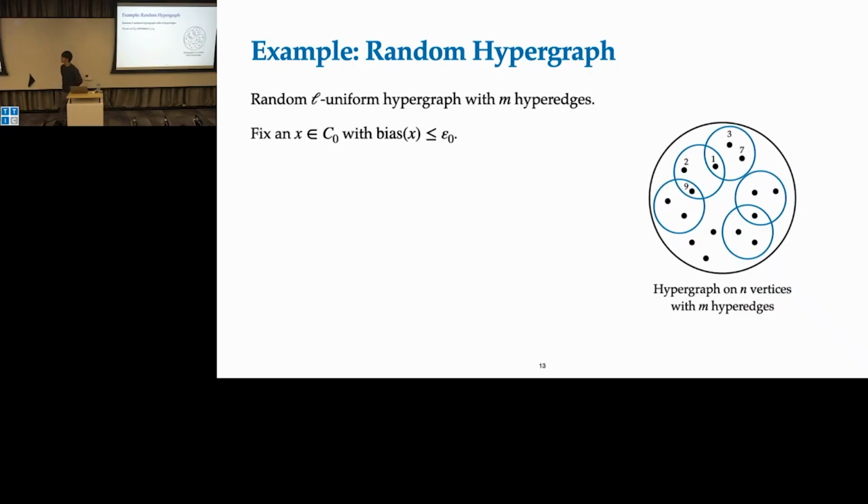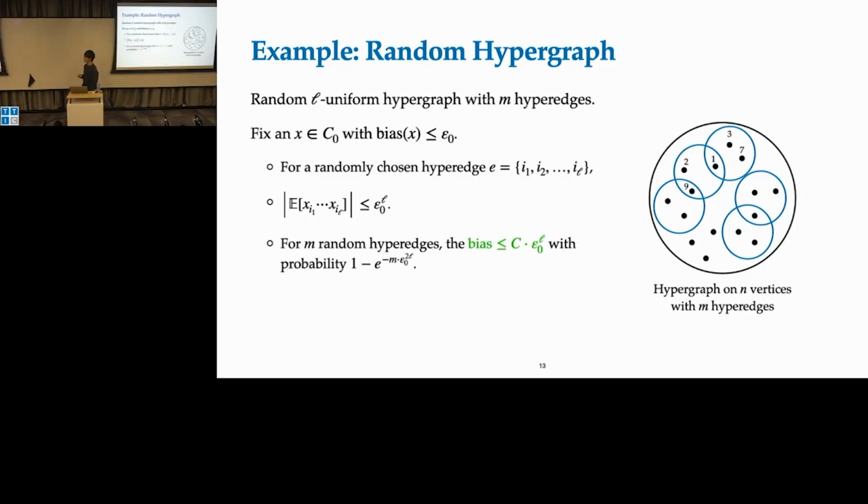Now we fix a vector x, which we assume has bias at most epsilon naught. And then we choose a random hyperedge. So these indices I1, I2 to IL are randomly chosen, IID from the n vertices. Because they're IID, each edge will have expectation epsilon naught to the power L. It's just because x_{i1} to x_{iL} are all independently chosen.